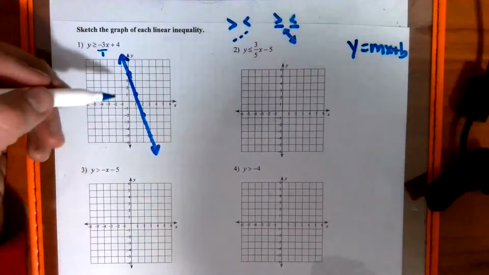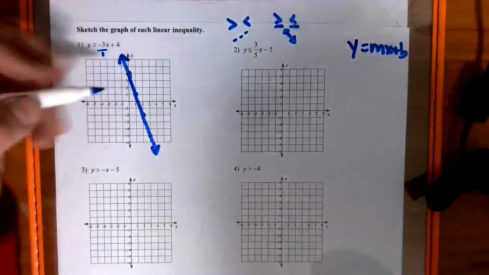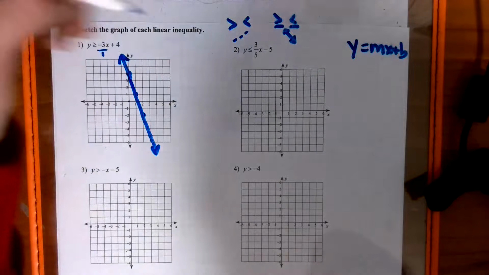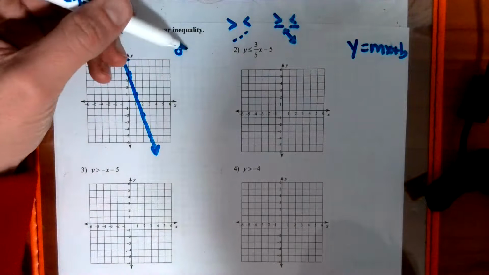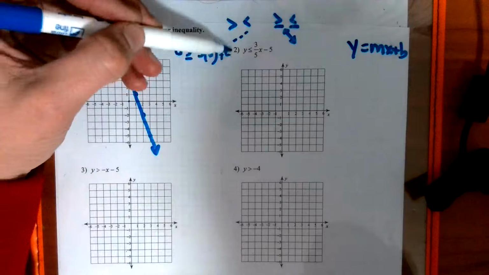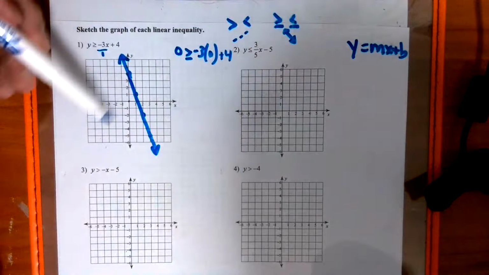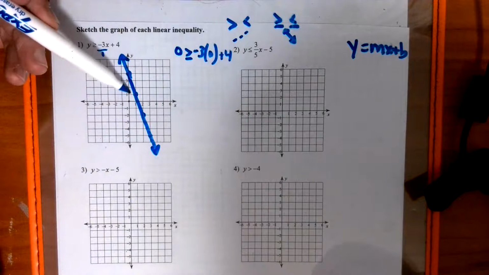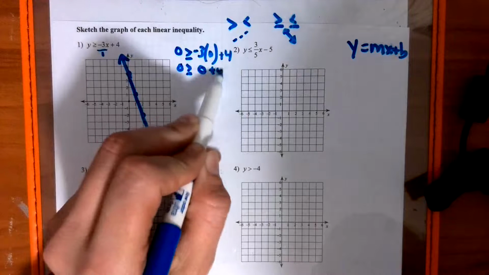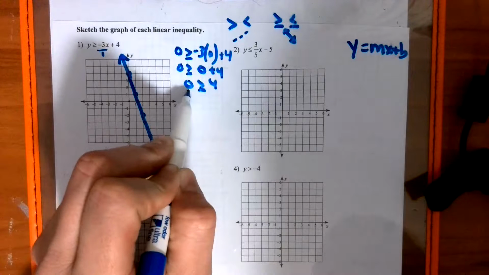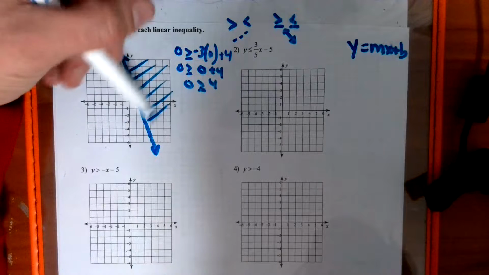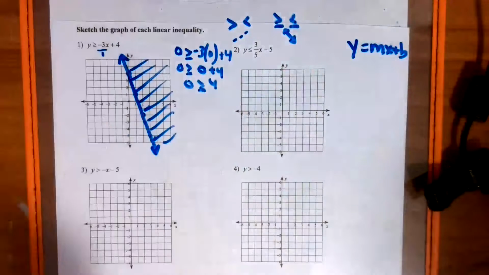But now we have to see whether we're shading underneath this line or above it. So we always try the point 0, 0 right there. We literally rewrite the inequality: 0 greater than or equal to negative 3 times 0 plus 4. If this is a true statement, we shade right over the 0, 0. If it's not true, then we shade the other side. Negative 3 times 0 is 0, 0 plus 4 is 4. Is 0 greater than or equal to 4? No. That means we don't shade over the 0, 0, so all the points over here work.